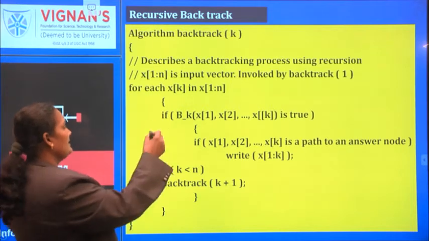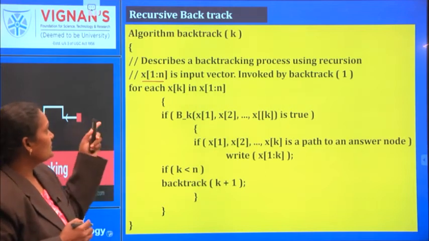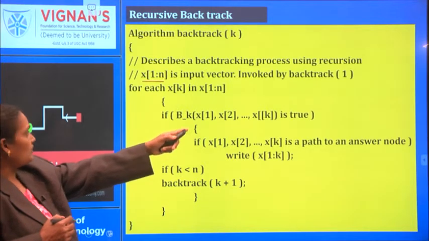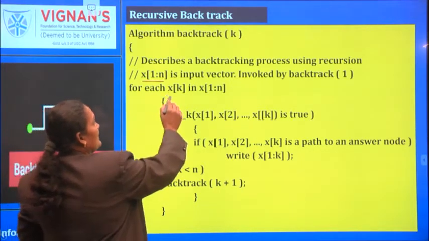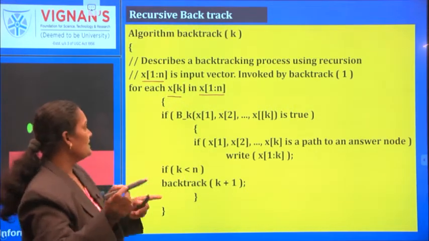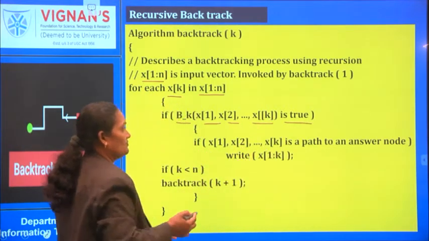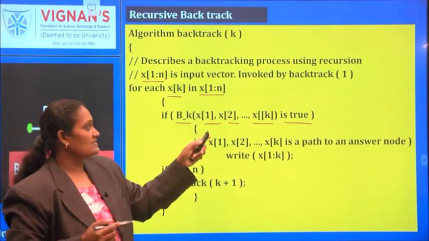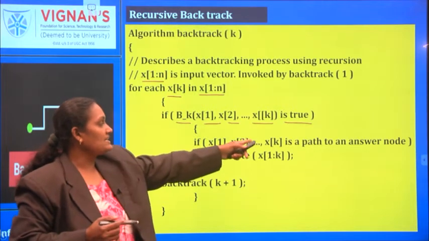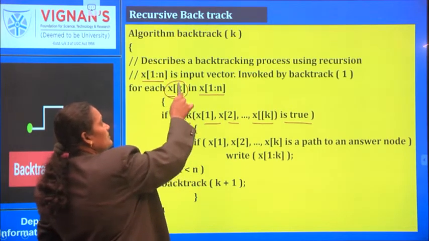So initially here this is the input vector. X1 to n is the input vector. Now in that input vector we are invoking the process with 1, backtrack of 1. Now for each xk in x1 to n, first we are taking one x value from x1 to n. If backtrack of x1, x2, and so on, xk is true, and if it is a path to answer node.